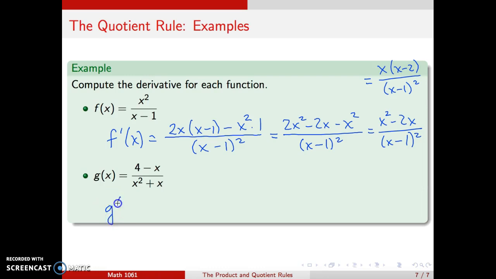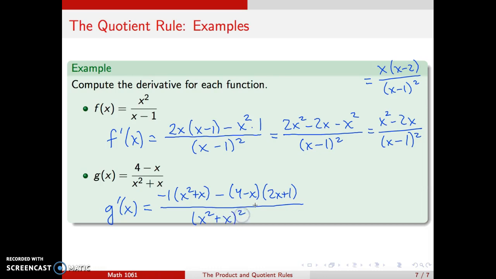For this second one, again, we're using the quotient rule. Take the derivative of the numerator, that's negative 1, times the denominator, x squared plus x, minus the numerator, 4 minus x, times the derivative of the denominator, which is 2x plus 1, all over x squared plus x, quantity squared.